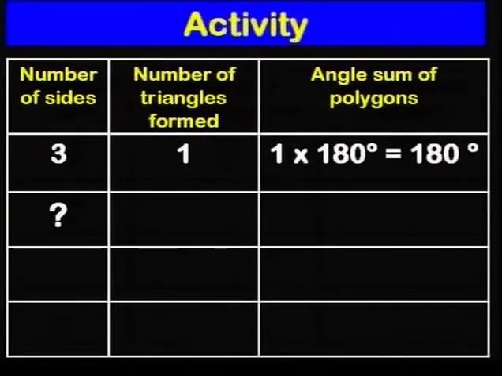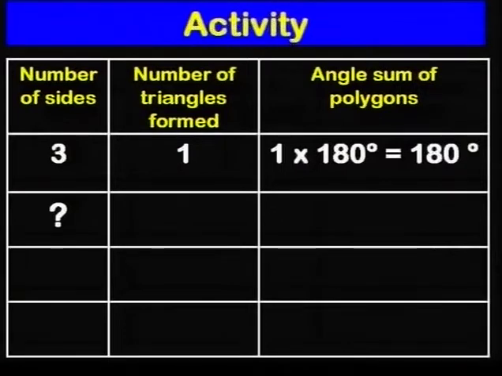So, to find the angle sum of a polygon, especially a triangle, this is how you are going to work it out. 1 times 180 degrees is equal to 180 degrees. 1 represents what? The number of triangles, and the 180 degrees represents the sum of the triangle, which is 180 degrees. So we know that the angle sum of a polygon called a triangle is 180 degrees.